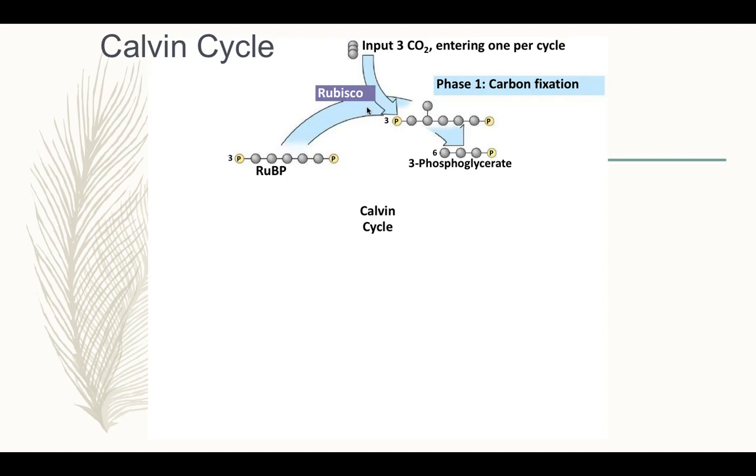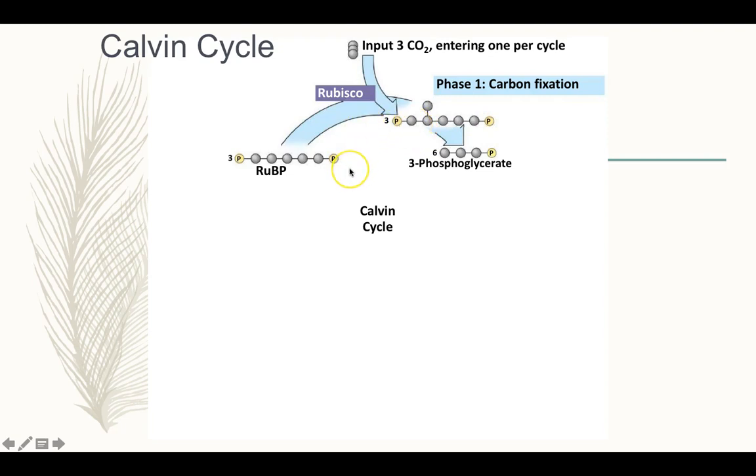So the first step is carbon fixation. If you notice, we're going to do 3. This is showing 3 at a time, entering 1 per cycle. So it takes 3 cycles for this to happen. We're just going to go ahead and combine it all together. Now, if you look at RuBP, it is a 5 carbon molecule: 1, 2, 3, 4, 5. Carbon dioxide contains 1 carbon. So we're essentially taking this 5 carbon molecule, attaching 1 carbon, making it into a 6 carbon molecule.